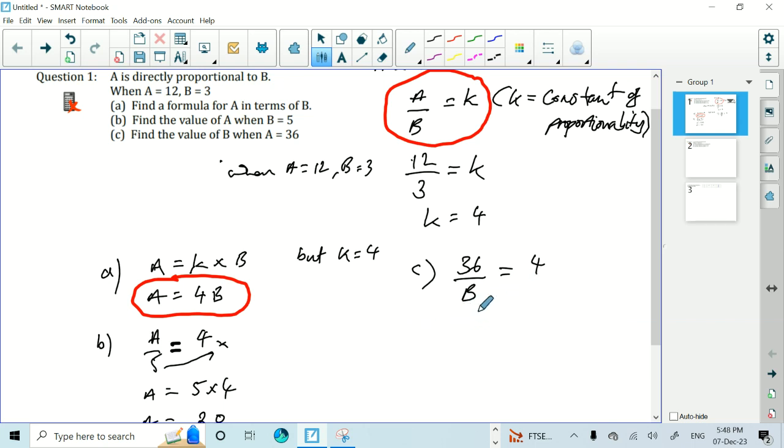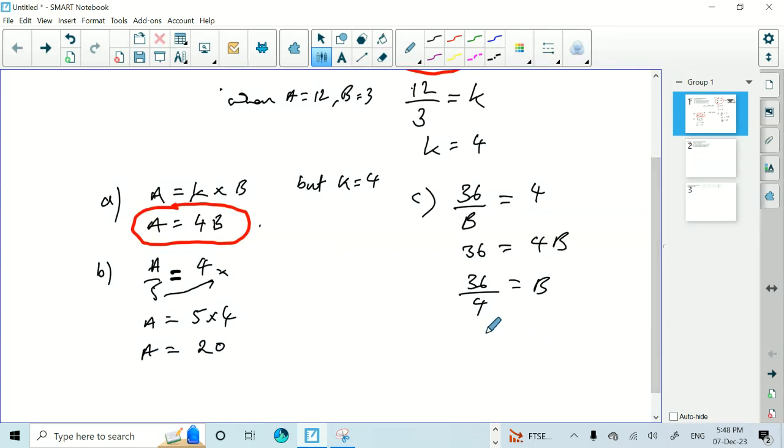So now, algebraically, of course, that's 36 is equal to 4B. Well, that's the same as this one here. You could have used that one, it's easier, but just to make sure that you're happy with rearranging algebraic formulas. And then of course 36 divided by 4 is equal to B, and oh, that's nice, 9 is equal to B, or B is equal to 9.